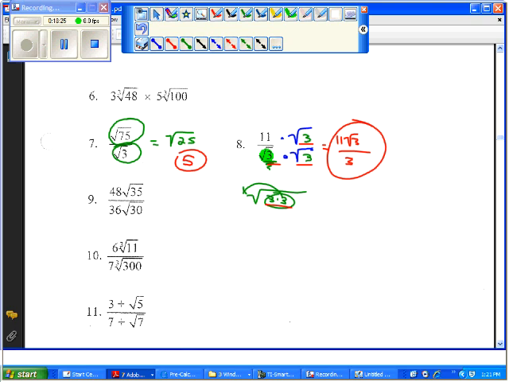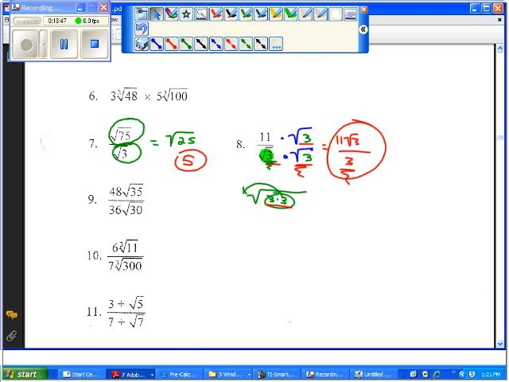We call this, see, a square root is an irrational number. 3 is a rational number. So we say that we rationalized the denominator. We took it from being an irrational number to being a rational number, okay? All right?